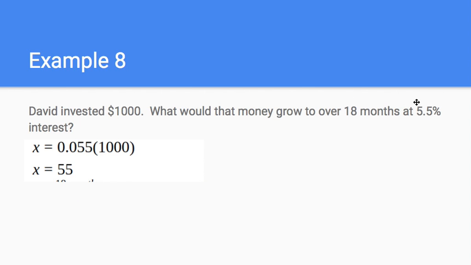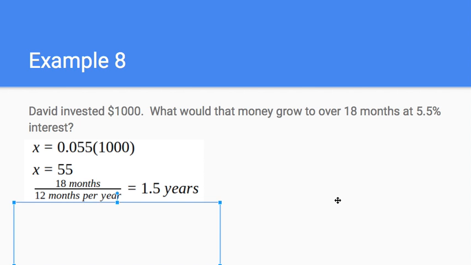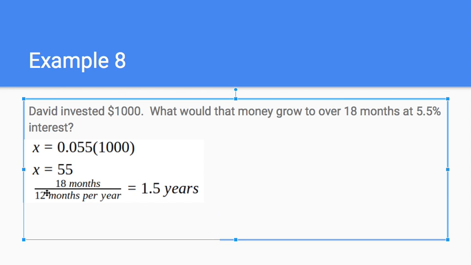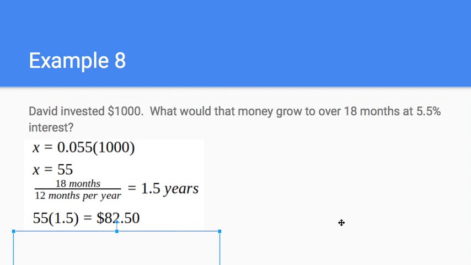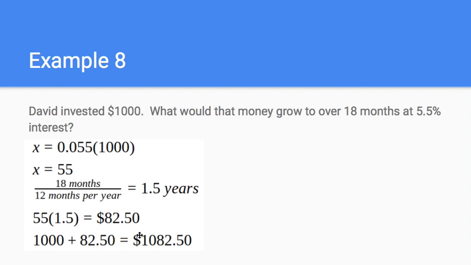Now this is over 18 months, so I'm going to have to convert that 18 months into years. Some of you may already know what this is. If you don't, just take 18 months divided by 12 months per year. That's 1.5 years. So $55 every year times 1.5 years is $82.50. So the amount that he makes in interest is $82.50. Add that to the original $1,000 he had, we get $1,082.50.